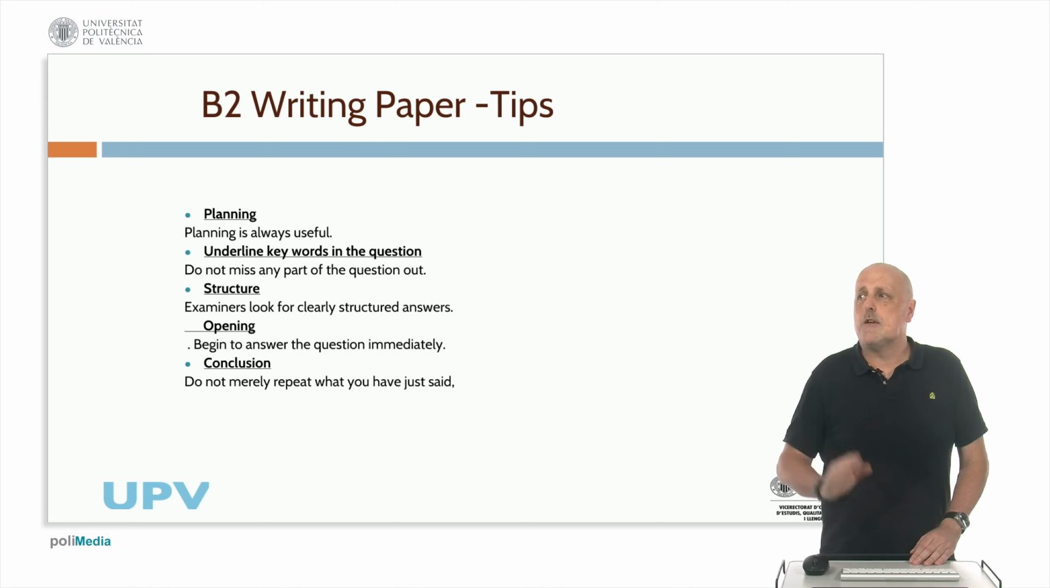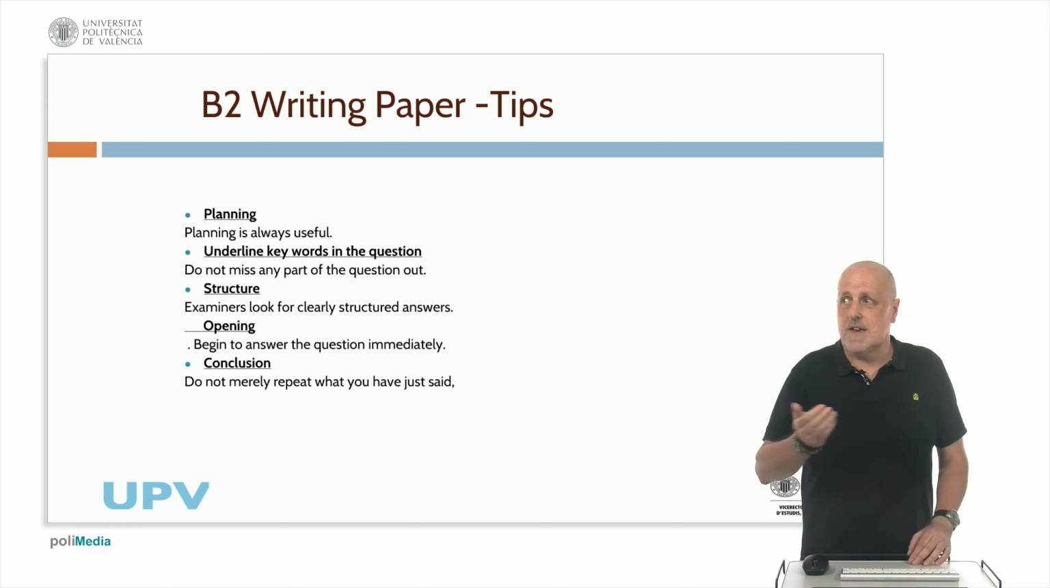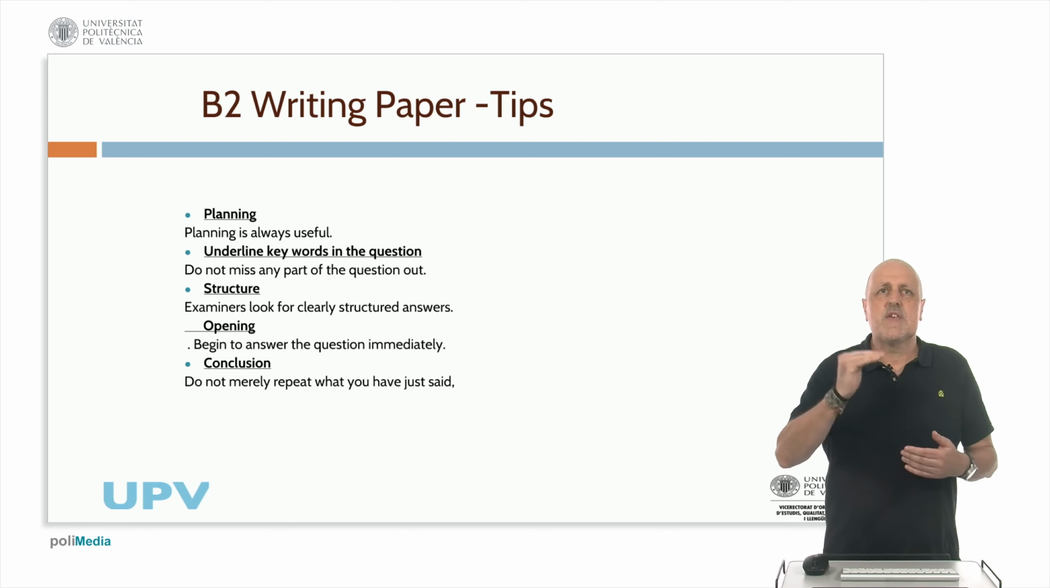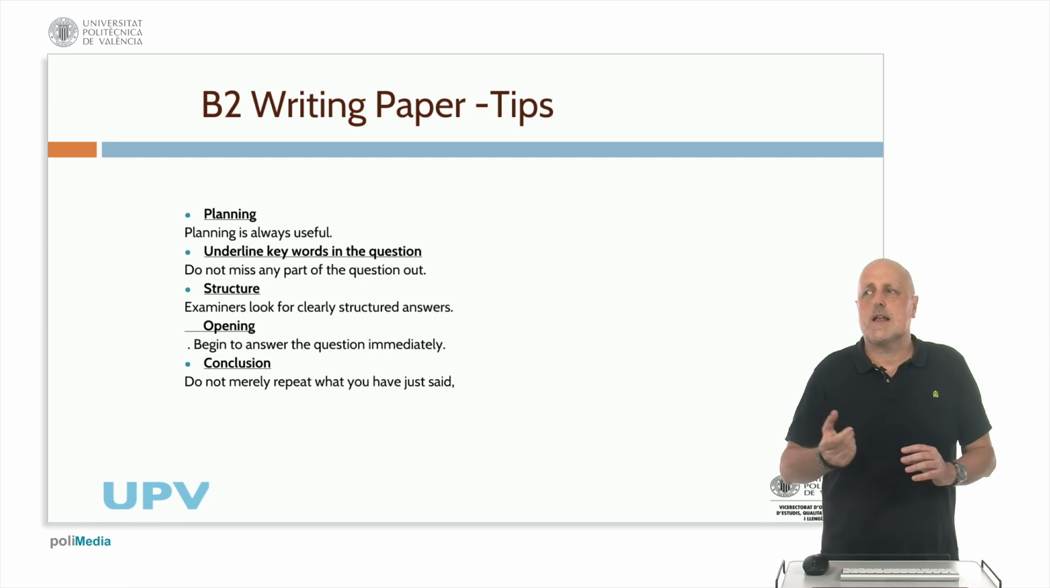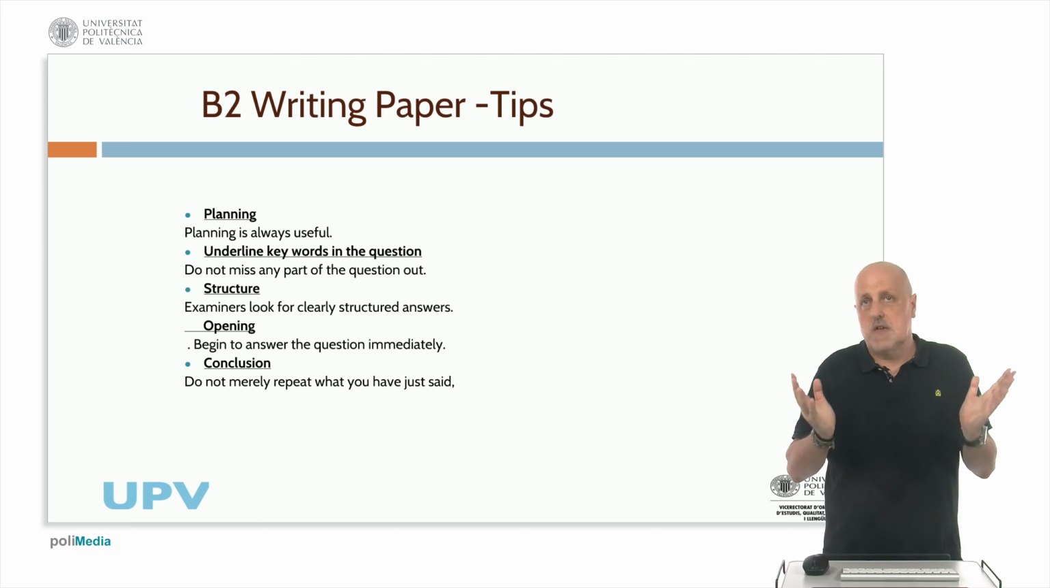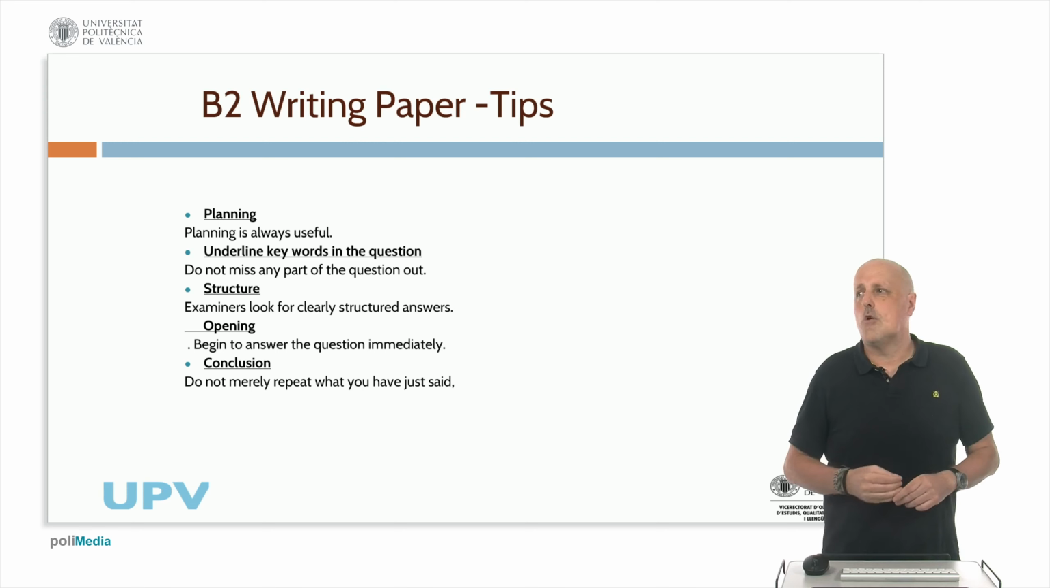In the question, there will be keywords. Again, when we look at the individual questions, we will look at the keywords. But good advice is to underline them so you don't miss any part of the question out. If you have to do 3 things, then you have to do those 3 things equally. If you do 2 and then you do 1 very quickly with less detail and fewer words, you will get lower marks because you have to treat all 3, if there are 3, equally. So do not miss out any part of the question.